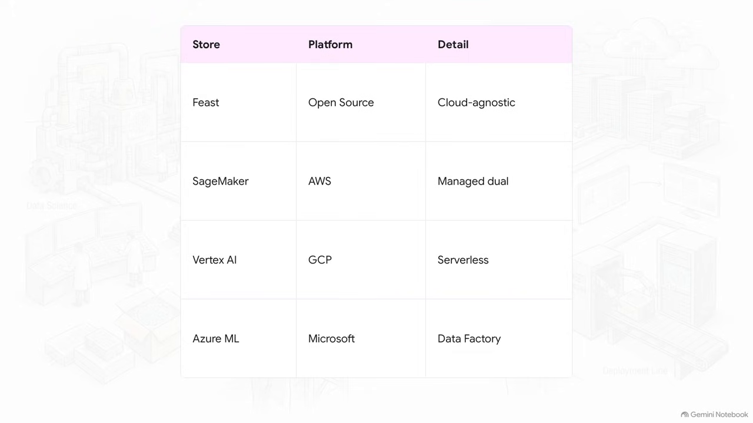Then you have the fully managed cloud options. AWS SageMaker offers a fully managed dual online and offline store. Google's Vertex AI provides a serverless BigQuery-backed option boasting sub-10 millisecond latency. And Microsoft's Azure ML integrates directly with Azure Data Factory for robust end-to-end pipelines. So plenty of strong options depending on your environment.